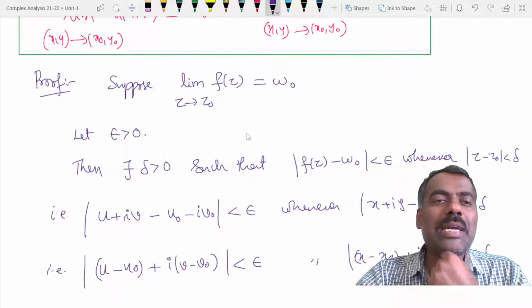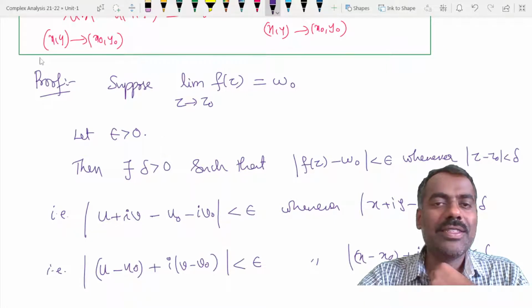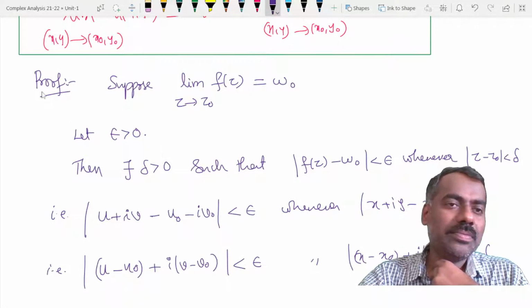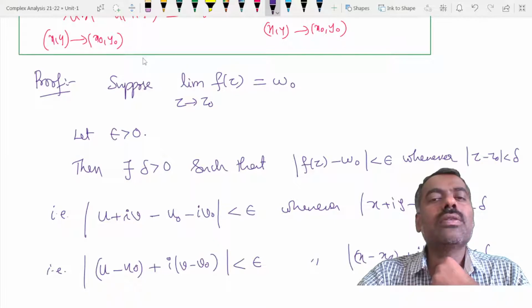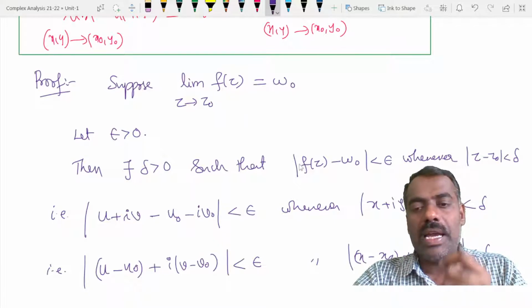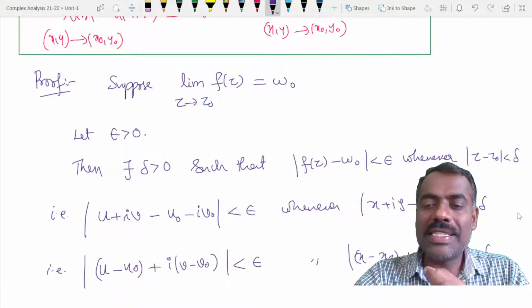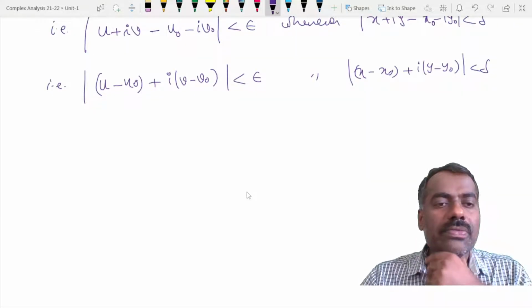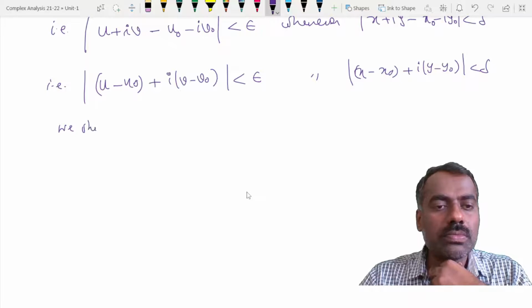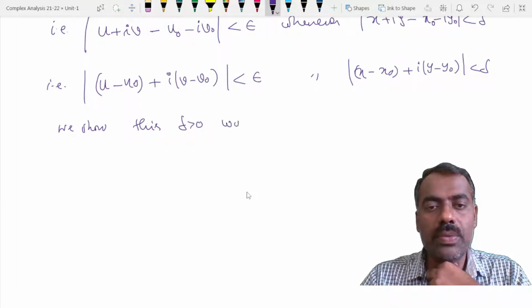You are in MSc, you should know the distance between two points in calculus: the square root of (x minus x naught) whole square plus (y minus y naught) whole square. Very good. And this delta we will take, we will show that the same delta will work for this limit also. So we show this delta greater than 0 works.